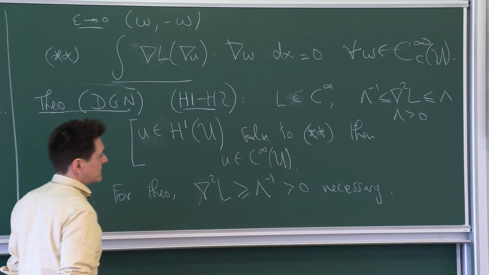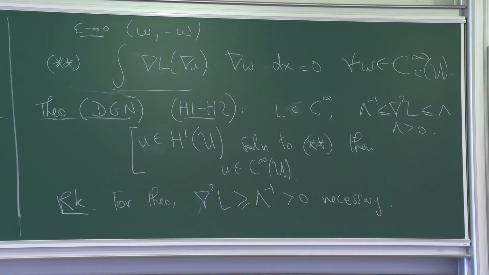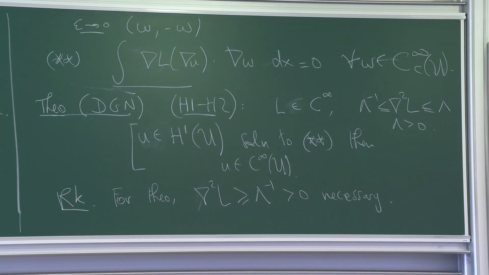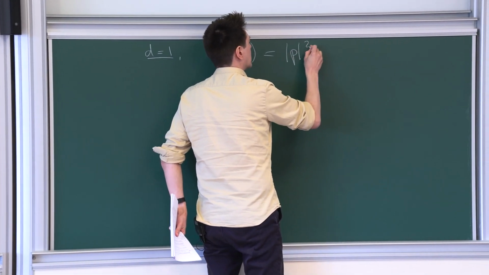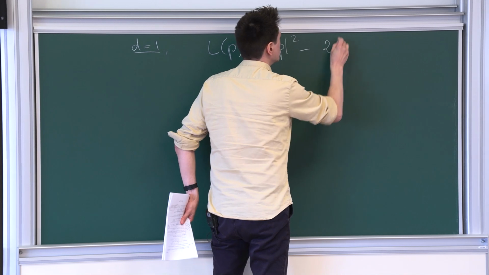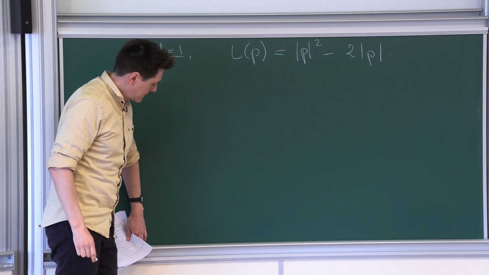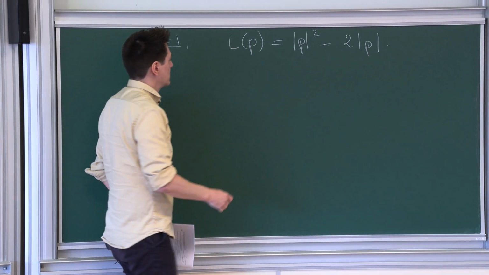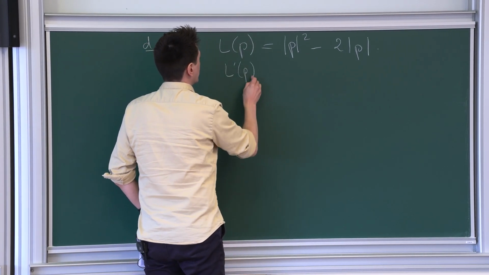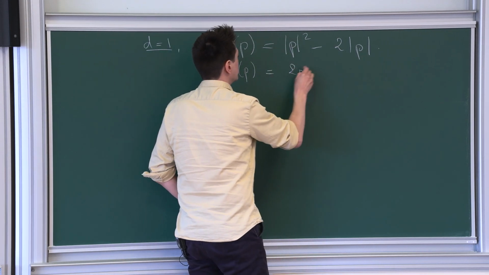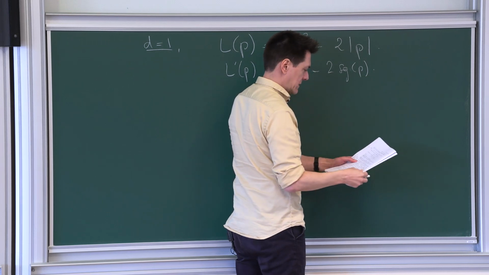Here is a very basic counterexample. Let's go to dimension 1. Let's take as a Lagrangian p square minus 2p. Okay, so that's probably the simplest thing you could think of. So obviously here L prime, we are in one dimension, is 2p minus 2 sine p. Let me check I took the same.